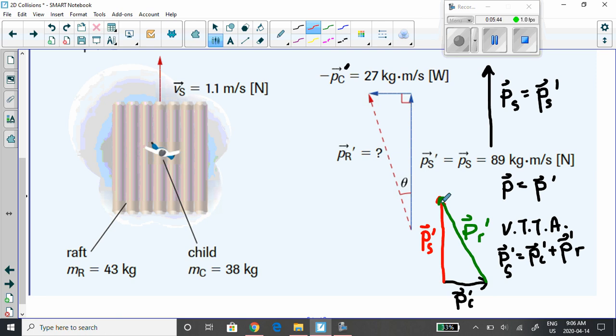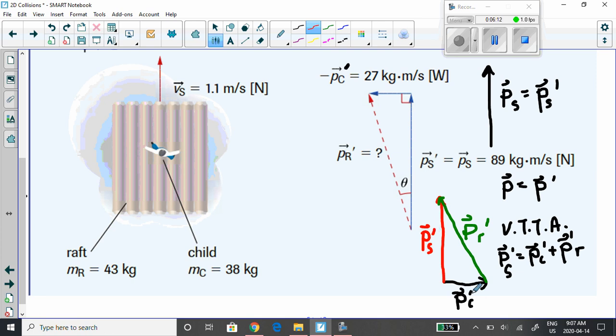And then I'm going to write this equation right here: the total momentum of the system with the walking, PS prime, has to equal the momentum of the child as the child is walking, PC prime, plus the momentum of the raft as the child is walking, PR prime. So I've already drawn the red vector here, the momentum of the system prime.